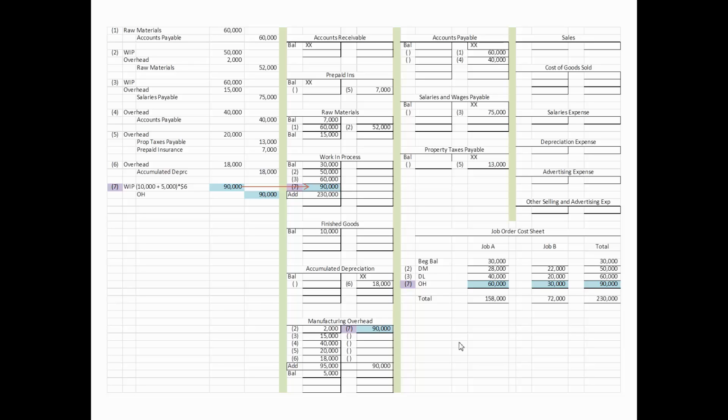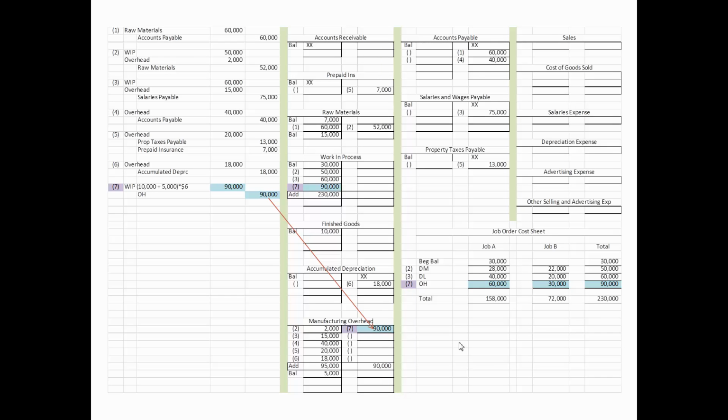Now let's look at the applied overhead. So now we know how many machine hours. So we had 90,000 in work in process that we're going to add to work in process. We have 90,000 that we are going to credit to manufacturing overhead.